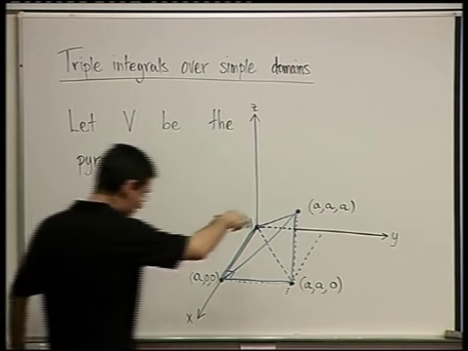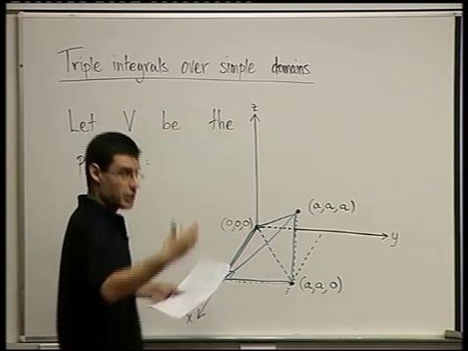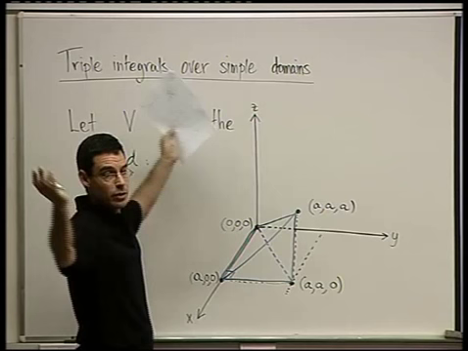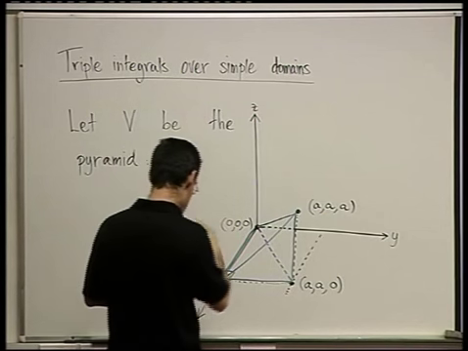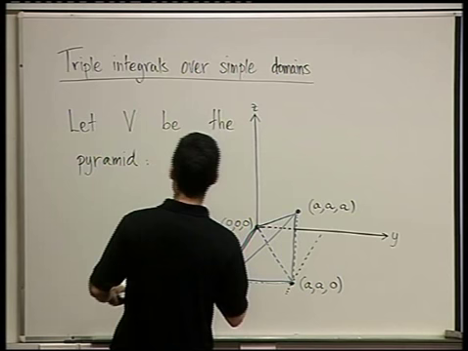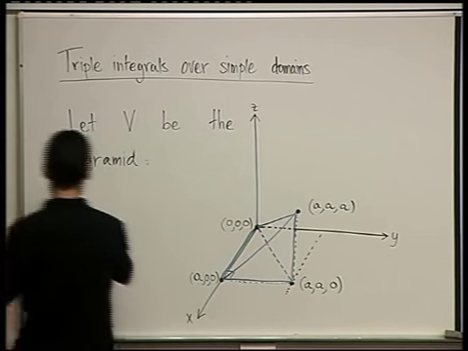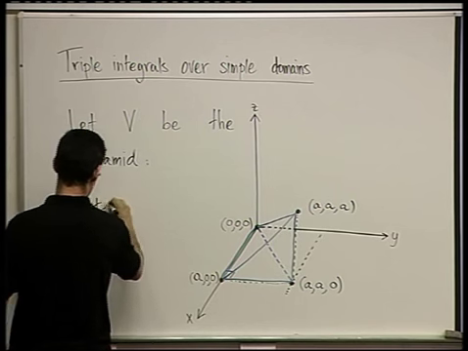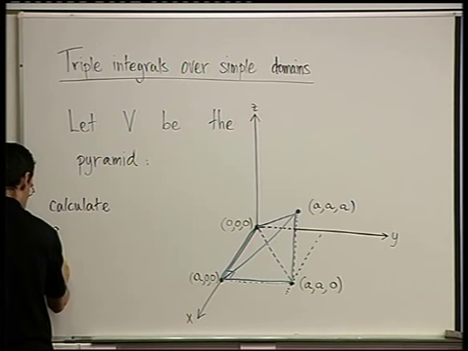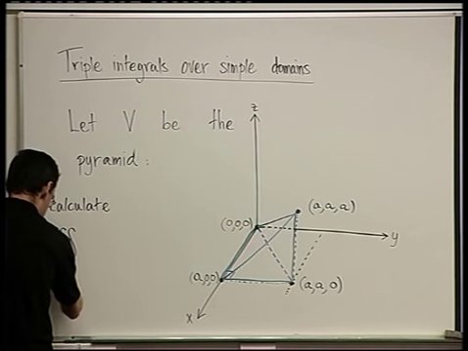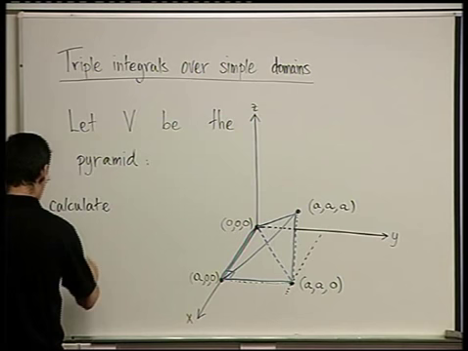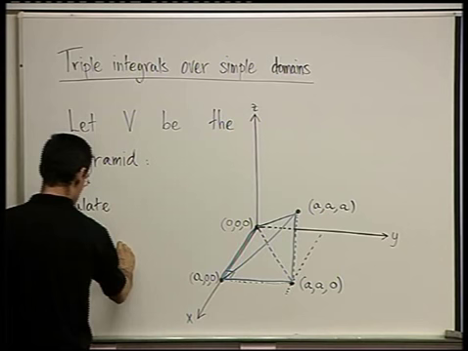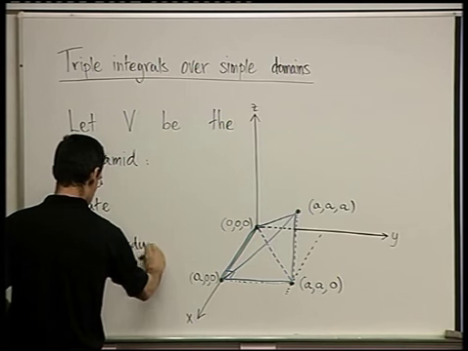And now, remember, this is the domain over which there lives some function, which I'm going to tell you what it is in a minute, and the graph of the function I can't even draw. It's something in a fourth dimension. Okay? So we want to calculate the triple integral over this domain V, the pyramid, of the function xyz, that's the function of three variables, dx dy dz.